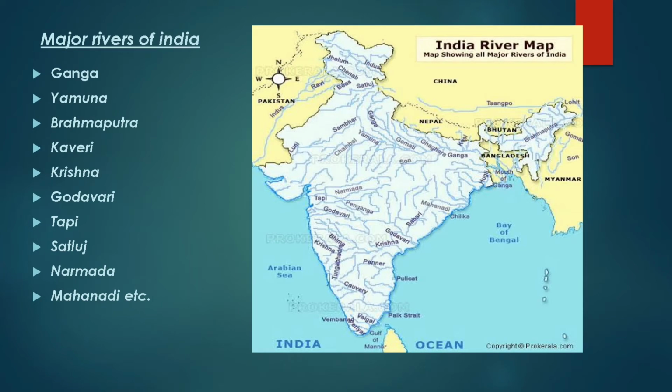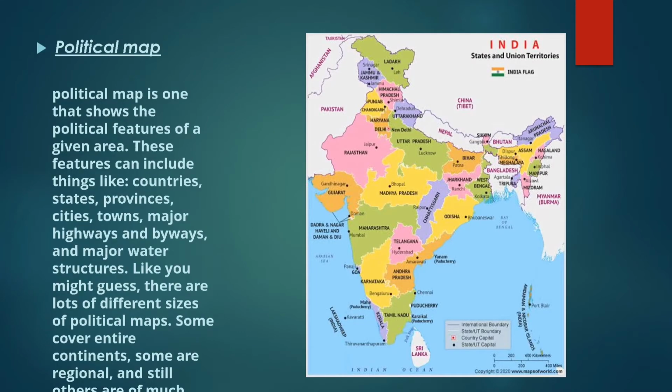Then major rivers of India. I tried to include every region in this slide. So there is Ganga, Yamuna, Brahmaputra, Kaveri, Krishna, Godavari, Tapi, Satluj, Narmada, Mahanadi. So all of these are very major and important rivers of India, and they provide much of the water resources for the population.